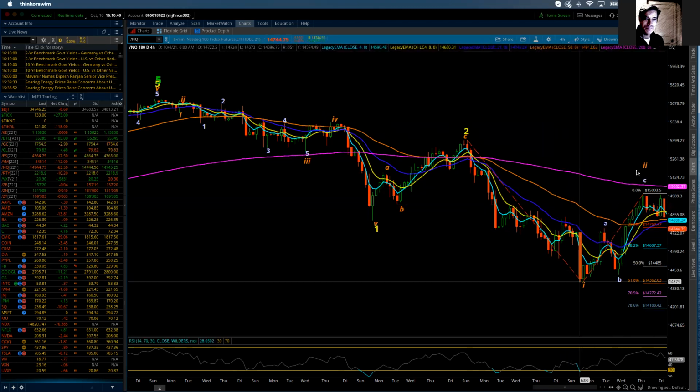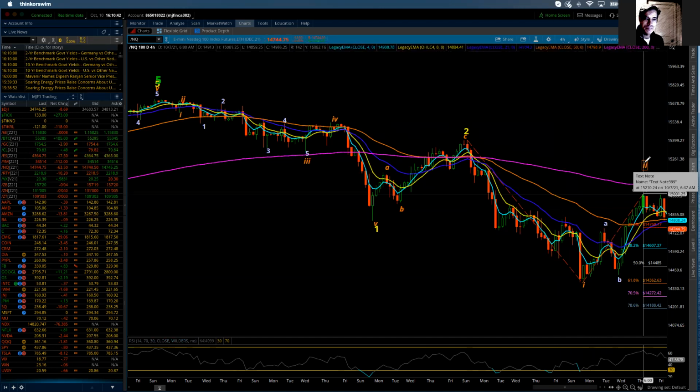So that was minor 1, minor 2. This intermediate third wave will consist of 5 waves of minor degree, with 1, 3, and 5 being impulsive in the direction of the trend, which is down, and 2 and 4 being counter trend, in an ABC type of structure. So we're just in the beginning stages of that minor third wave.